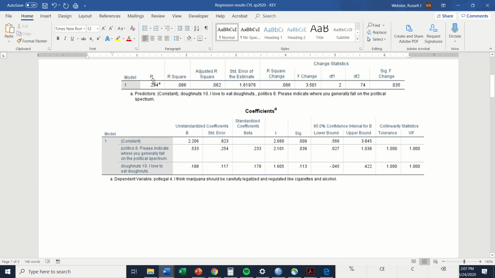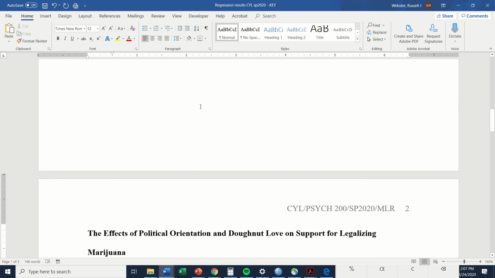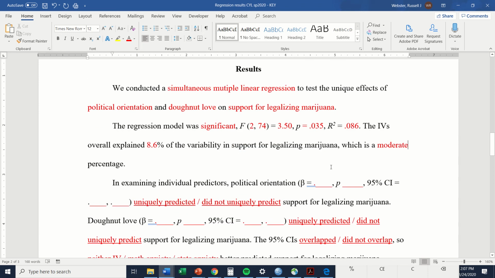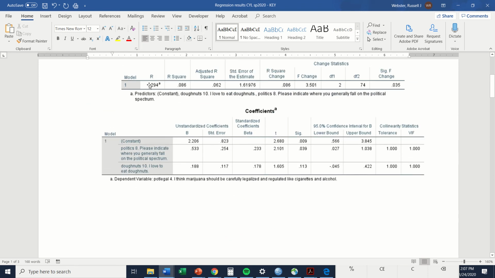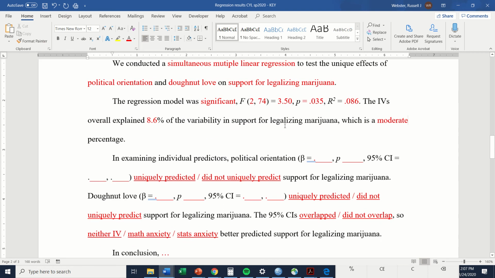So again, we can look at R here, and we can apply the same guidelines in determining whether there's a small, moderate, or large percentage based upon the R value. We can apply the same guidelines for lowercase r as for uppercase R here. So again, 0.29 falls in between 0.20 and 0.39, so moderate, medium percentage.